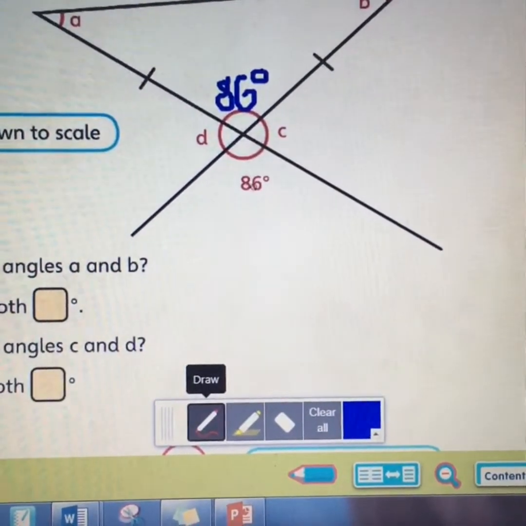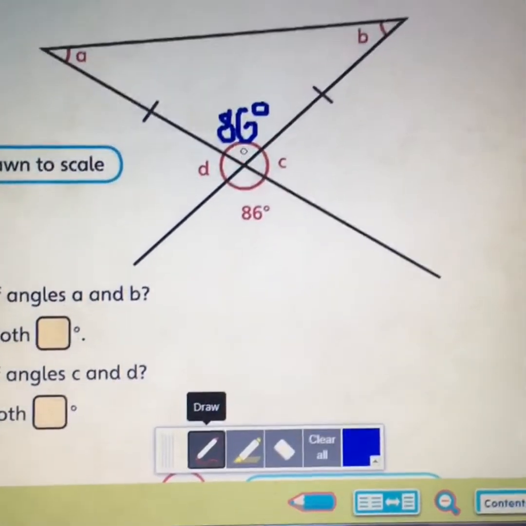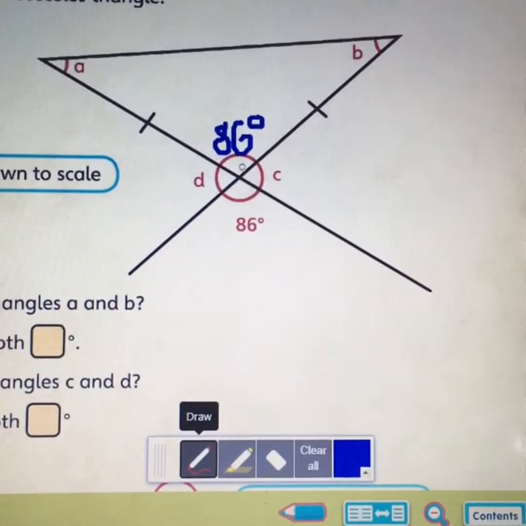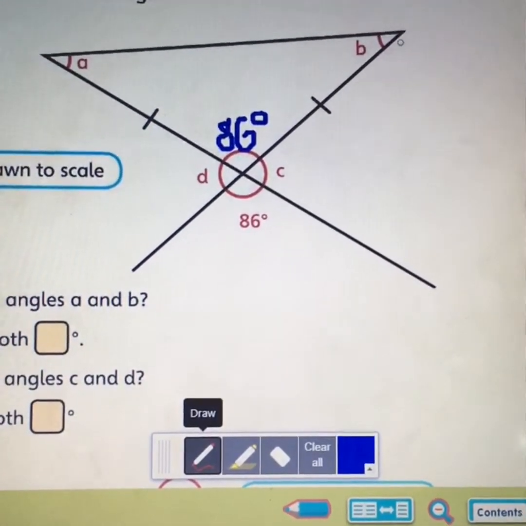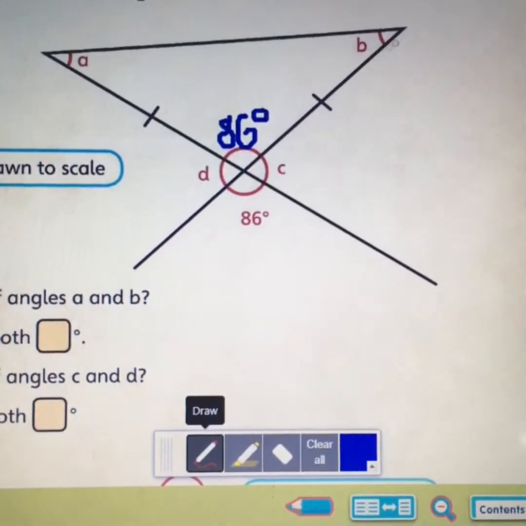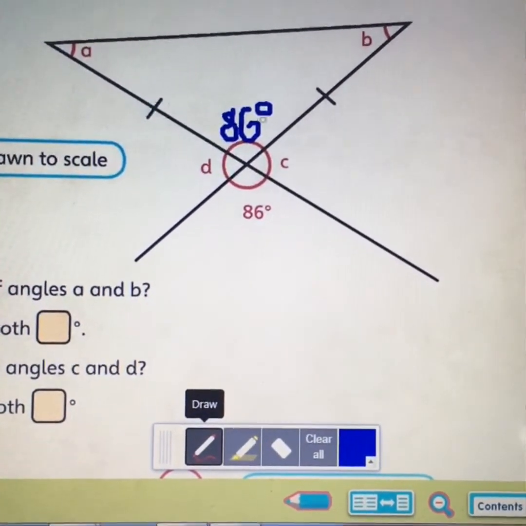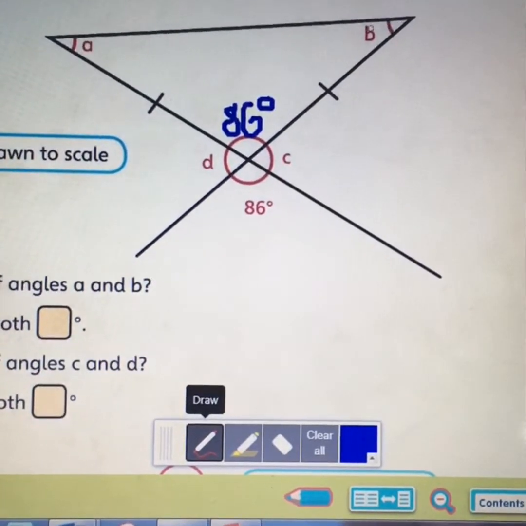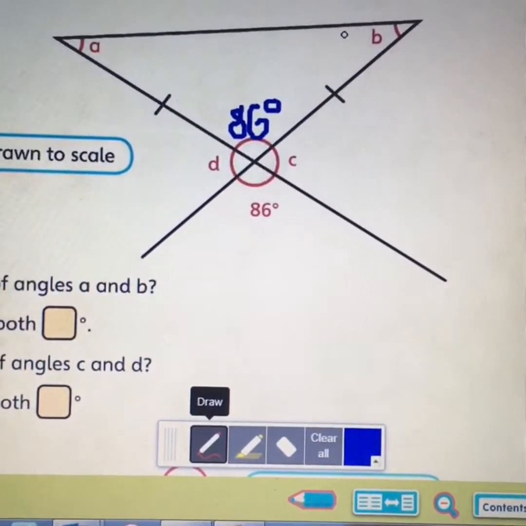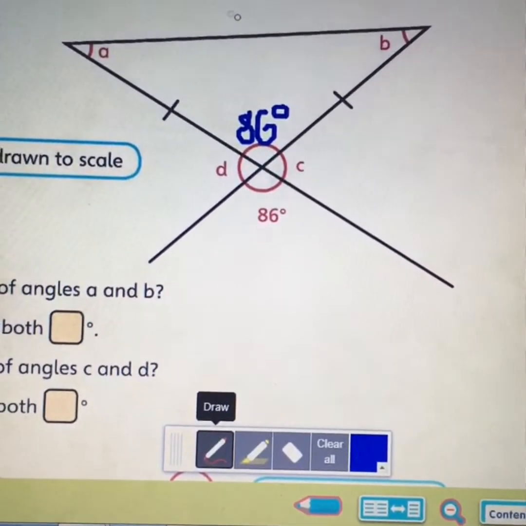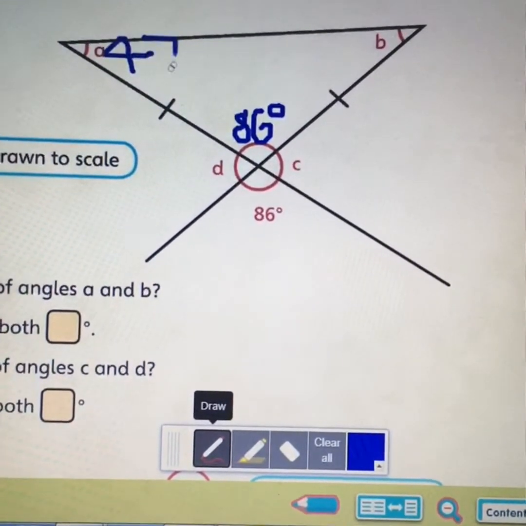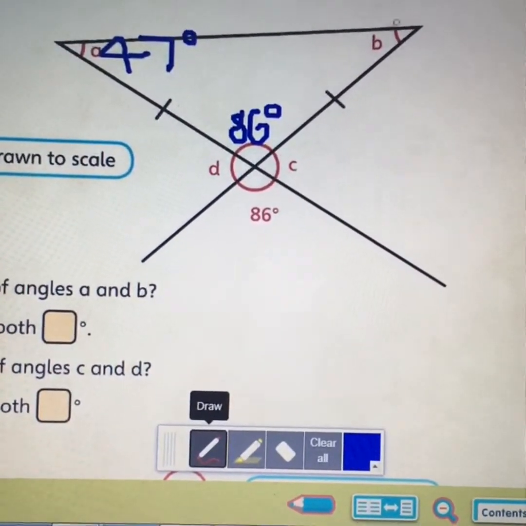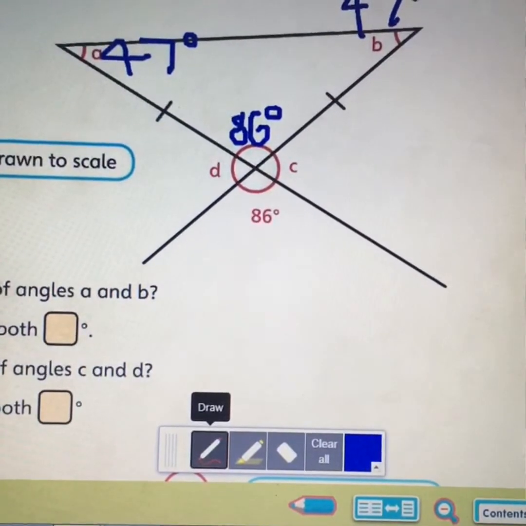Well, if this is 86 degrees here, then this side is also going to be 86 degrees. If I know the whole triangle here is 180 degrees, I'm going to do 180 degrees, take away 86, which would be 94 degrees. Halve it, because these two are the same. So 90 halved is 45, 4 halved is 2. So this would be 47 degrees, and so would B.